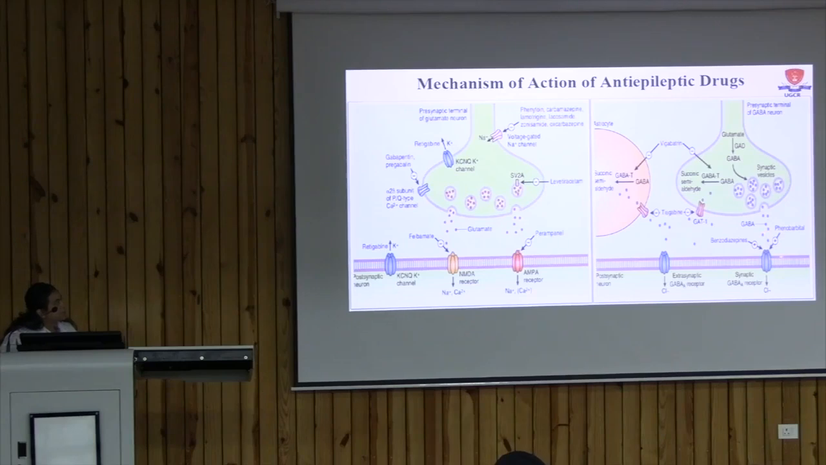On the postsynaptic neuron, there are two receptors, the extrasynaptic GABA receptor and the synaptic GABA receptor. Drugs like benzodiazepines increase the frequency with which these chloride channels remain open, while barbiturates like phenobarbital increase the duration for which these chloride channels remain open, both of which ultimately increase the GABA chloride current.